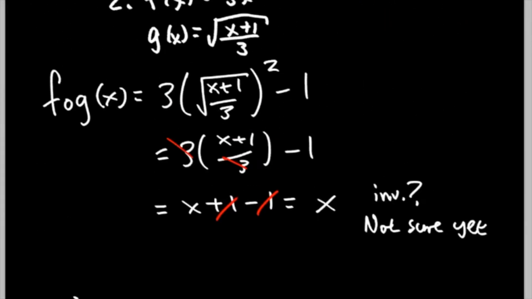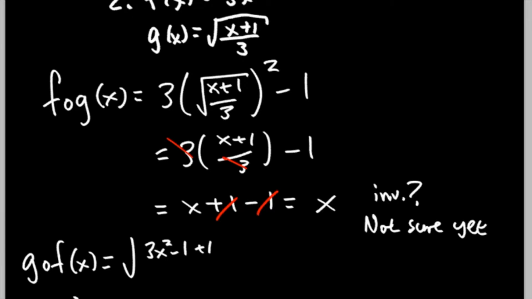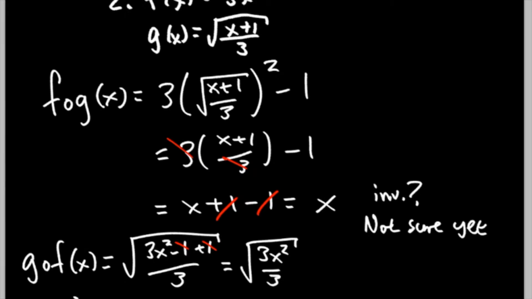So let's try that. Going the other way, g of f of x. That means we're putting f of x into that square root thingy. We've got the square root of (3x squared minus 1 plus 1) all divided by 3. All right, we can see that the negative 1 and 1 will cancel. And then we have the square root of 3x squared over 3. The 3 and the 3 will divide, and then what's left is the square root of x squared.